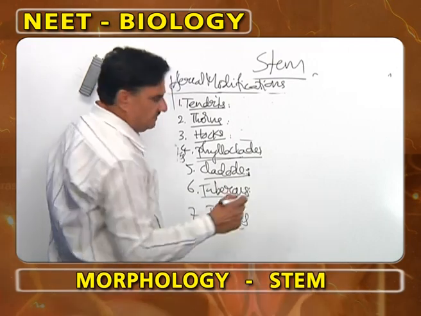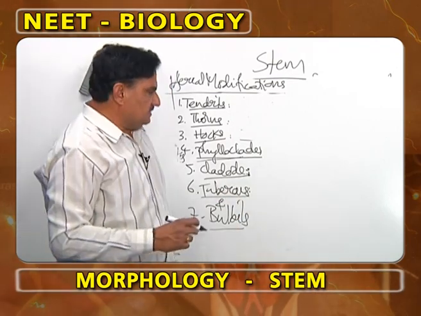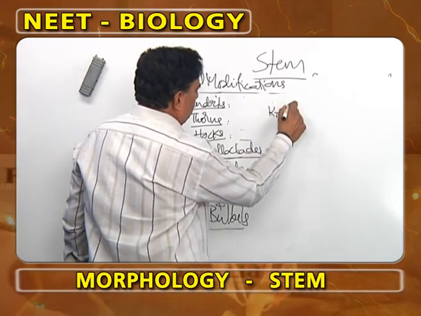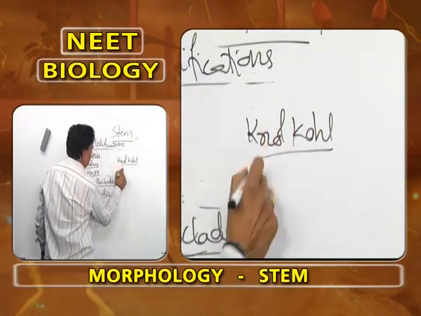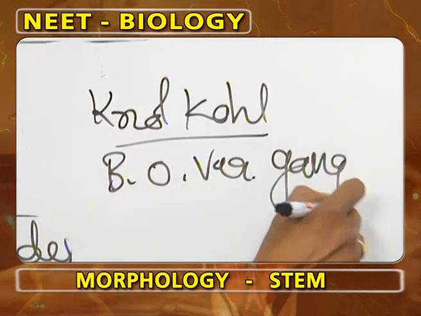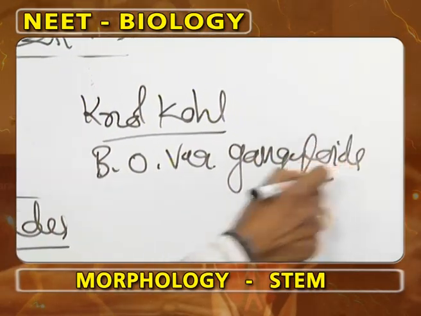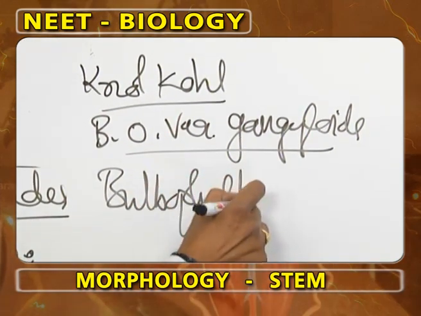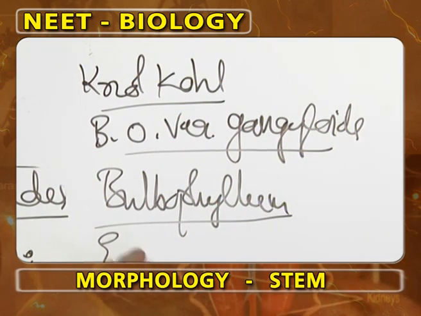Then tuberous stem. The aerial stems store food material and appear tuberous. Tuberous stems are found in knol-khol, Brassica oleracea variety gongylodes. Then another important example of tuberous stem is Bulbophyllum. Bulbophyllum is an epiphyte.